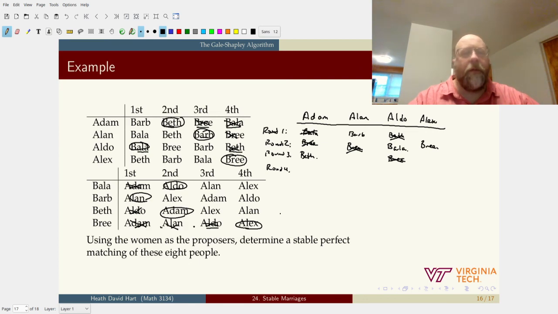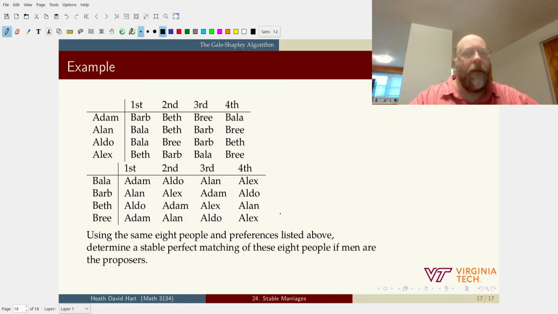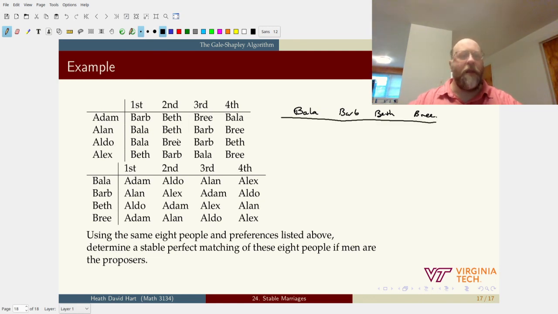So let's move on. Same table, but let's see what happens if the men are doing the proposing. So now the women are going to be waiting: Bala, Barb, Beth, Bree. All right. In round 1, each man approaches his first choice. So Adam approaches Barb. Alan approaches Bala. Aldo approaches Bala. And Alex approaches Beth.